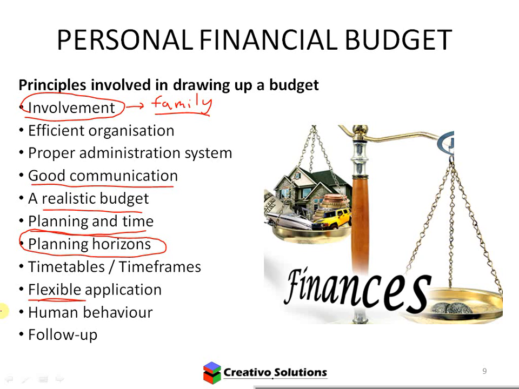So flexible application means the budget is always going to be reviewed depending on external factors. So the price of petrol goes up. The price of goods and services goes up. If that's the case, we need to be flexible in adjusting our expenses to still try to maintain a budget, but give flexibility to provide for certain unknowns that can occur.